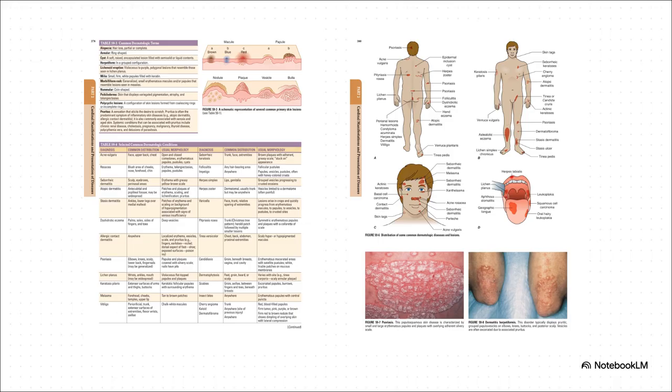And now for the vesicle. The easiest way to think about this, it's just a tiny blister. It's a small, raised lesion, but it's filled with fluid. You can see that little pocket of fluid in the schematic. And then look at the clinical photo. See how those little vesicles are all clustered together? That grouping is a huge clue for this particular condition, dermatitis herpetiformis.